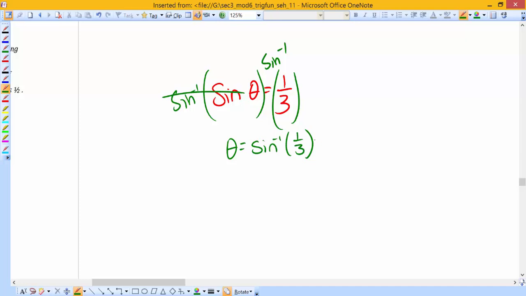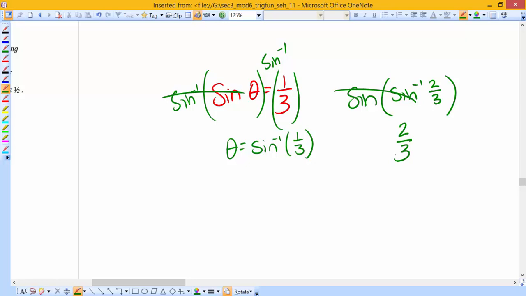It's the same idea here. Inverses of the same thing will undo itself. So if I see sine of sine inverse, let's say it's 2/3. Well, sine and sine inverse undo themselves, and I am left with 2/3. It's the same with cosine. It's the same with tangent.